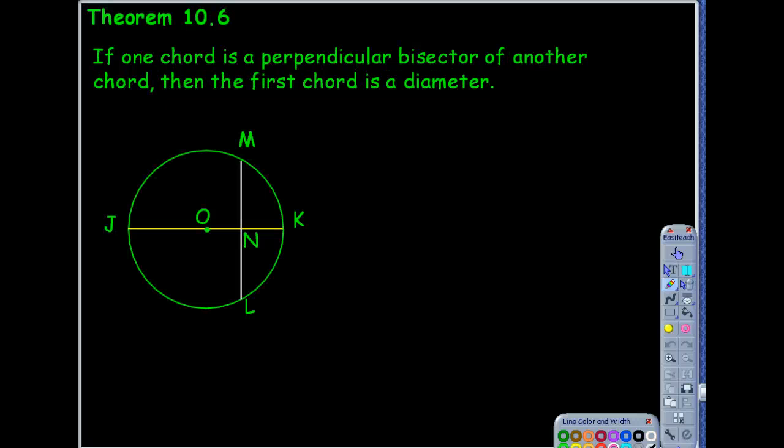All right. Next one. This picture looks a lot like the last picture, okay? Now, this one says that if one chord is a perpendicular bisector of another chord, okay? So, let's talk about that for a minute. What does that mean? Well, we would have to be shown that. So let's say segment JK is the perpendicular bisector of segment ML, because you're going to have to be told this. You're not going to be guessing.